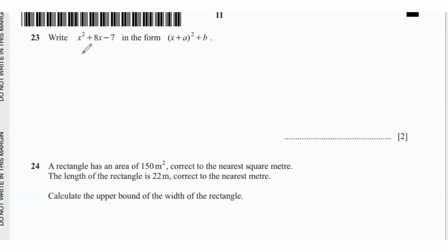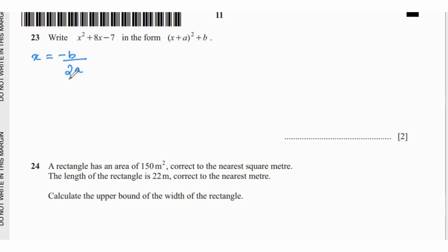Question 23 says write x squared plus 8x minus 7 in the form of (x plus a) whole square plus b. A very simple way of doing this is that we can find the line of symmetry of this equation first. The line of symmetry is basically the x coordinate of the turning point. The line of symmetry has the formula of negative b over 2a.